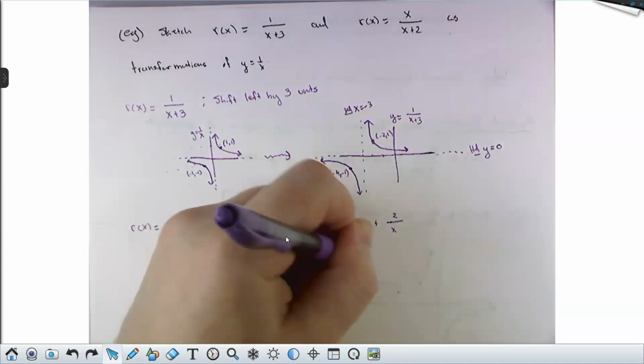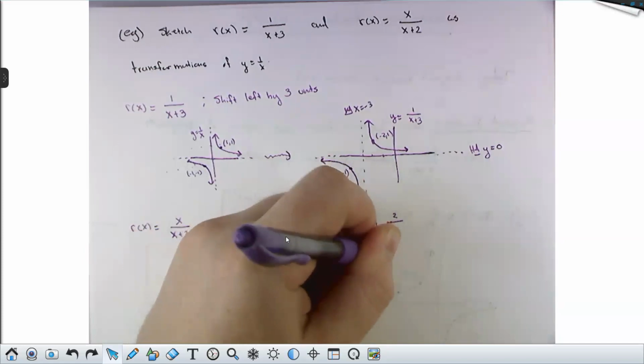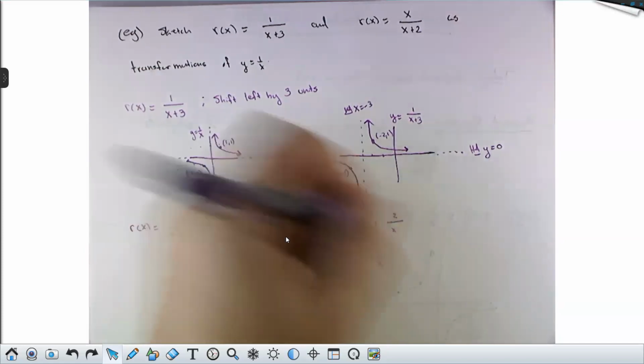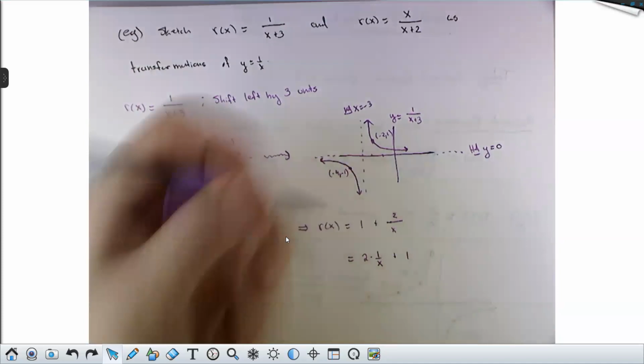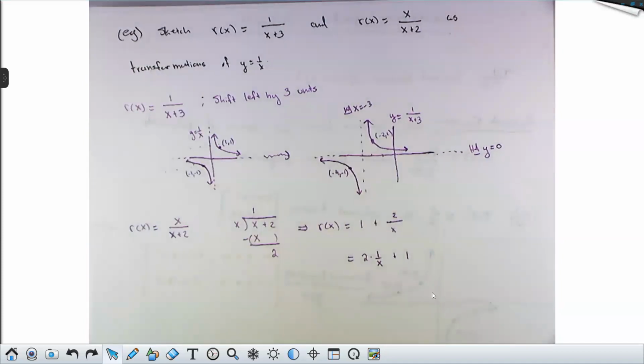And now this is a transformation. This is 2 times 1 over x. That's the 2 over x plus 1. So the transformations here. Yeah, no, the P's and Q's here are not to do with rational roots then. So here, the 2 is a vertical scaling. We're going to take 1 over x and stretch it vertically by a factor of 2. And then the plus 1 is a vertical shift.